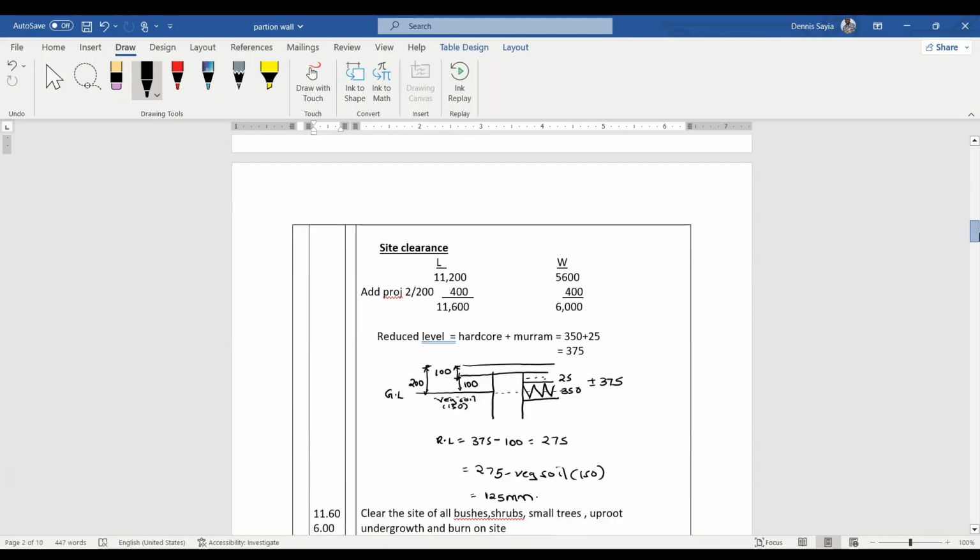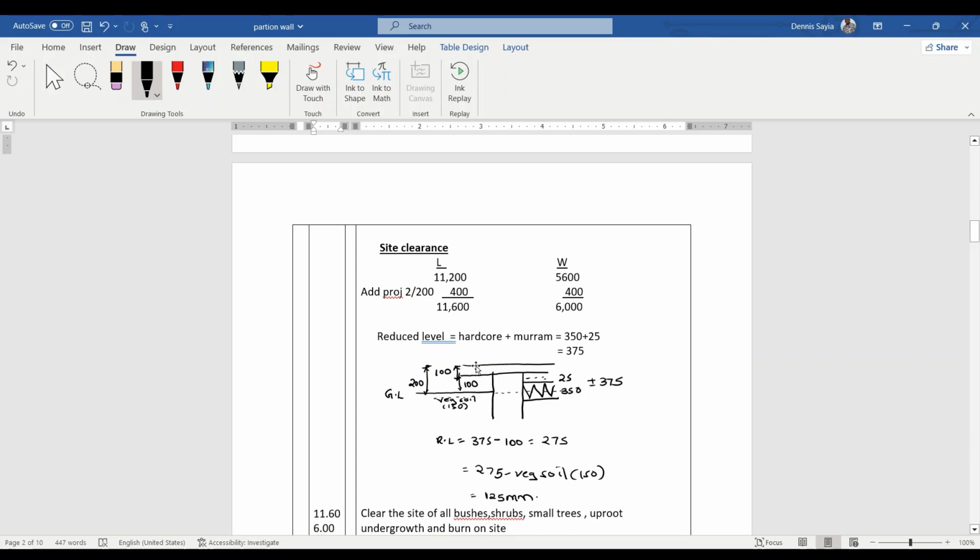So let's see that. Yeah, we have 200, that is 400. It gives us 11,600 and 6,000. Now let's get to the reduced level. We said that this level is the amount of excavation that we are going to do to get to the hardcore bed down here. How much excavation are we going to do from the ground level?